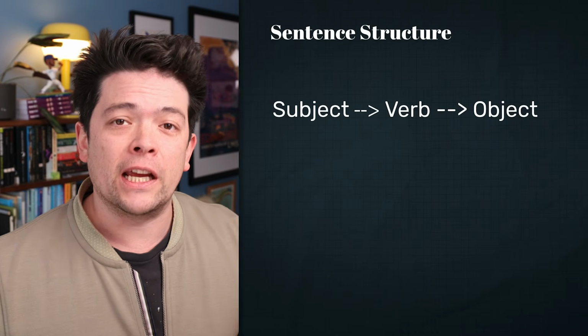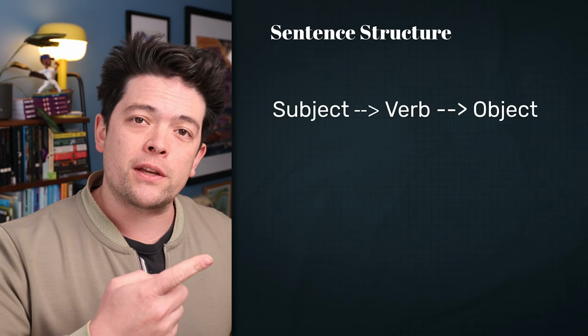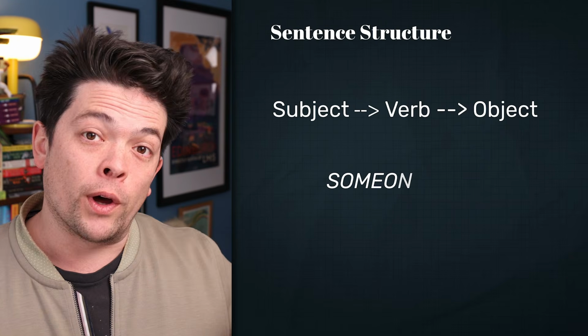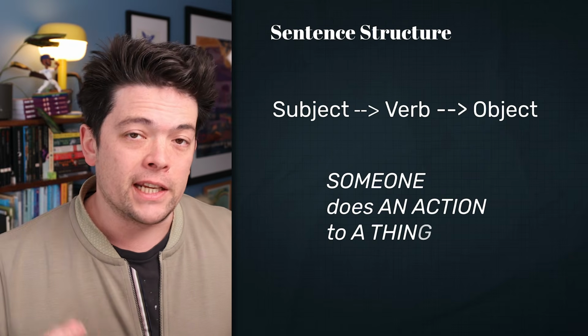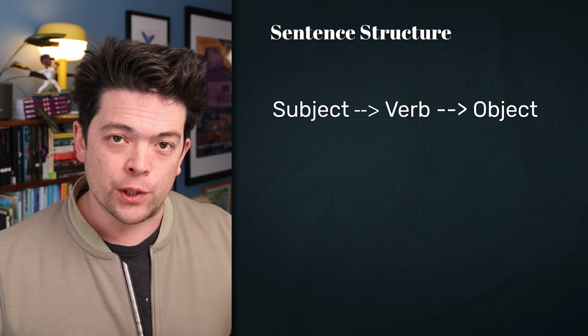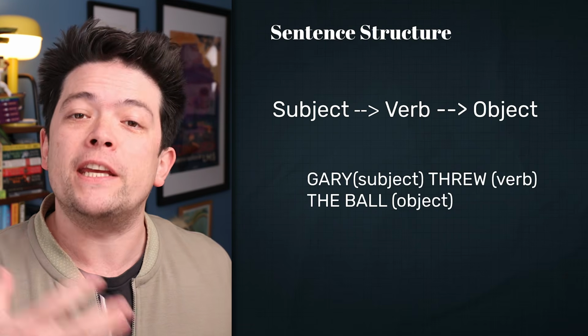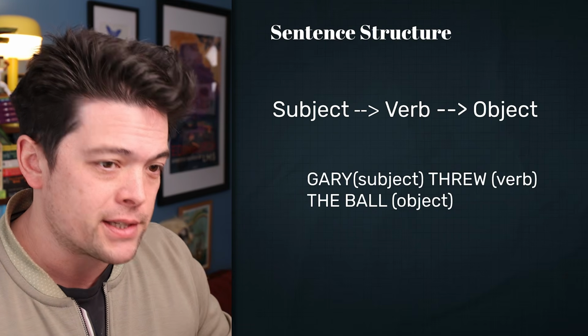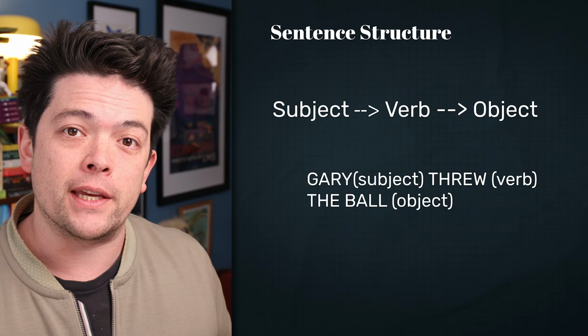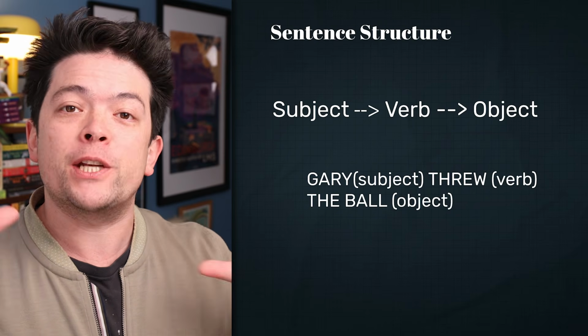But here's what you need to know. Active voice is the natural order of an English sentence. It goes subject, verb, object. Someone does an action to a thing. In an active sentence, the subject does an action. Gary threw the ball. Gary is doing the thing. He is the subject of the sentence. He is the one with agency. It's clear, direct, simple. You can imagine what's happening.